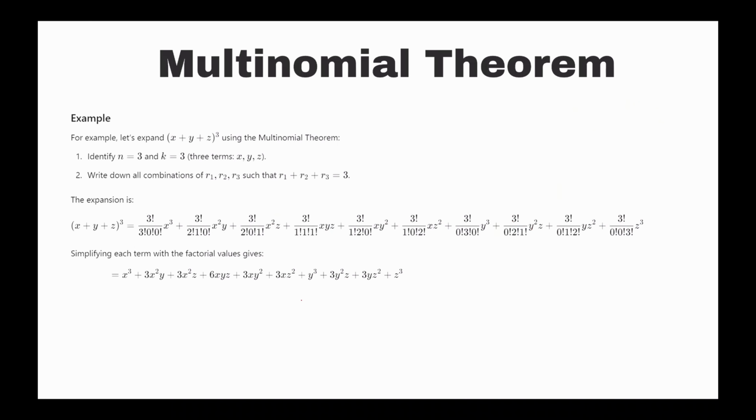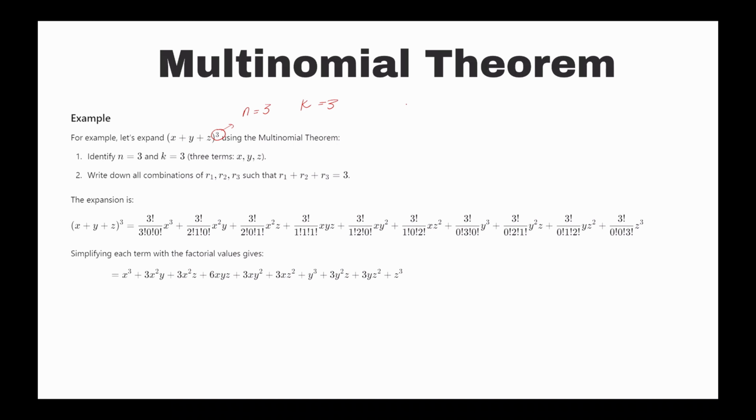So how are we going to solve questions? Let's say you have been given (x + y + z) to the power 3. Here you can see that my n is 3. This power is my n, which is 3, and my k value also comes out to be 3 because there are three terms: x, y, and z.